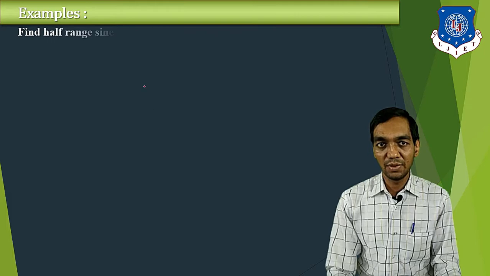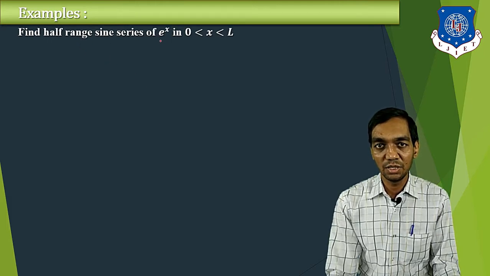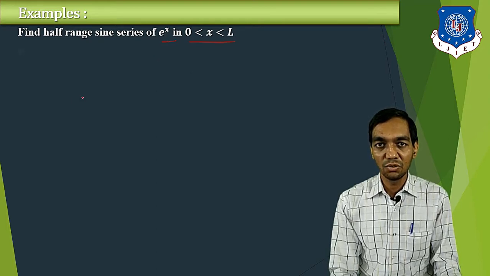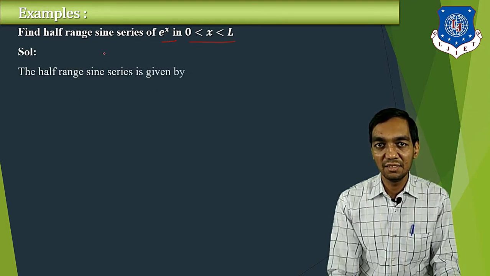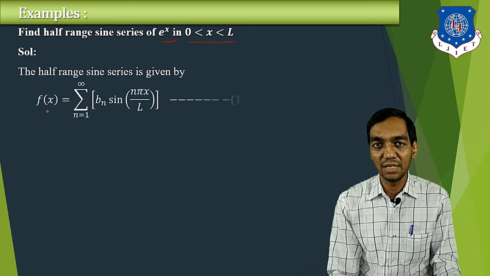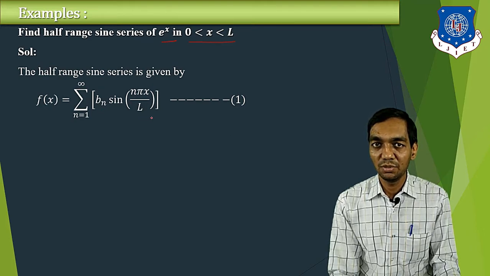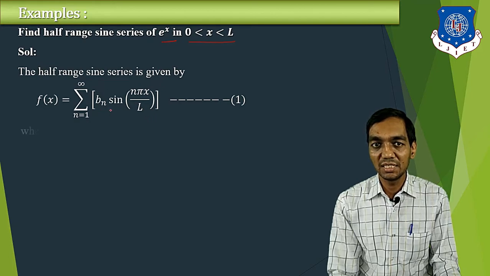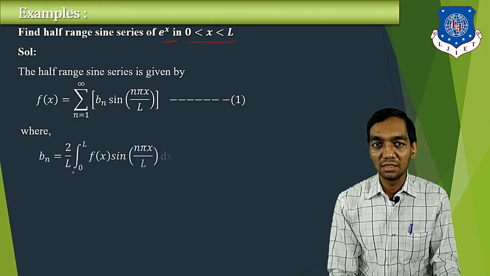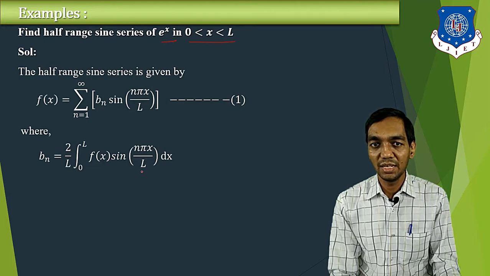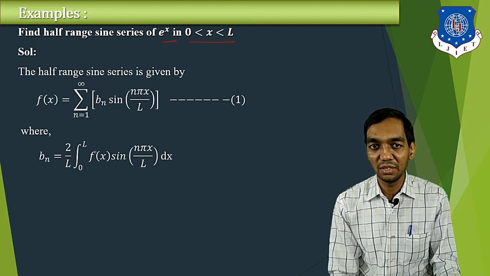Now we go on to the example. Find the half-range sine series of the function e raised to x on the interval 0 to capital L. First of all, you are given the sine series. That means the Fourier sine series is given by f(x) = sigma n running from 1 to infinity of bn sin(n pi x/L), where bn is given by 2/L integral 0 to L f(x) sin(n pi x/L) dx. Here small l is now capital L, so we have written a capital L.